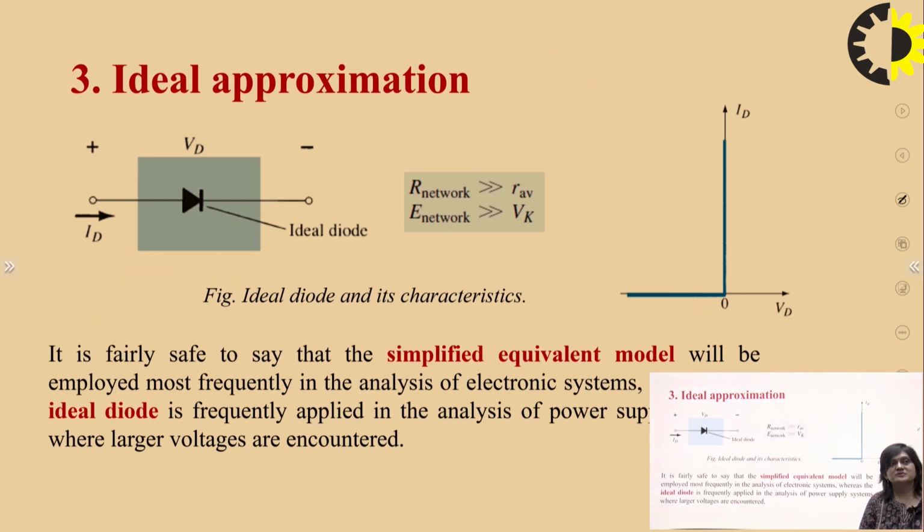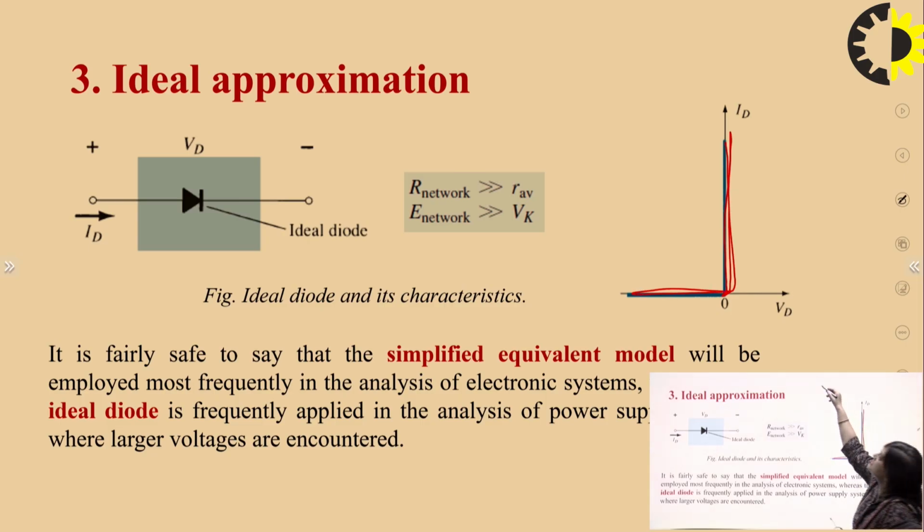Ideal approximation means the diode is ideal. Here the R network is very high in comparison to the resistance of the diode, and also the E network is very high in comparison to the cut-in voltage of the diode. So here we can see the cut-in voltage has become 0. So now this is the operating area of the diode.